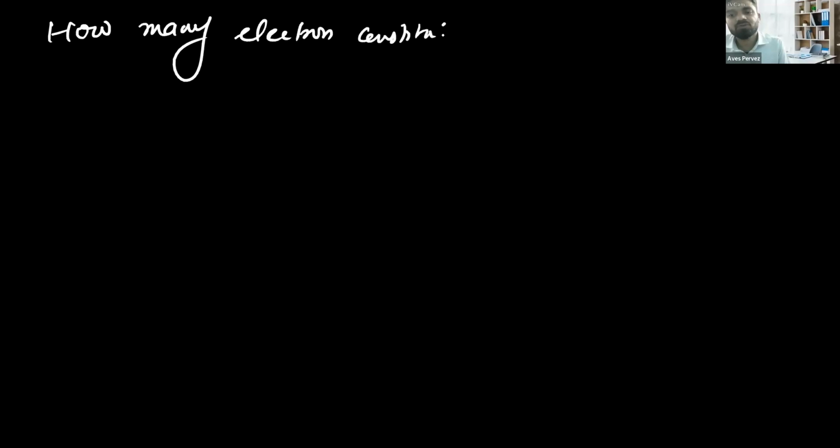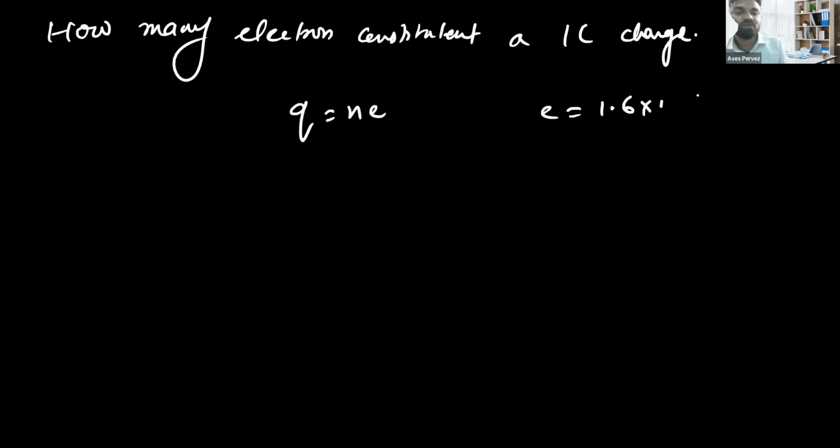Now, if a question comes to you, how many electrons constitute 1 coulomb charge? So you know that Q is equal to N into E. This is the formula, because the charge carried by an electron is 1.6 into 10 to the power minus 19 coulomb. That is the fixed value. We have to memorize this one.